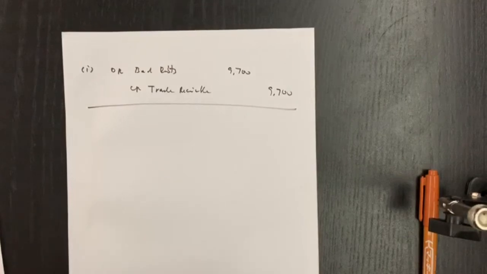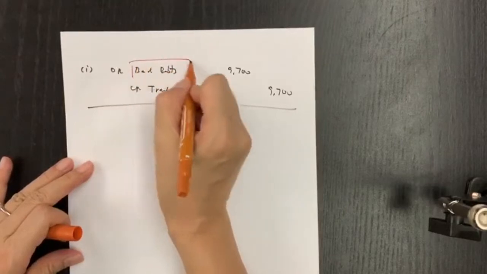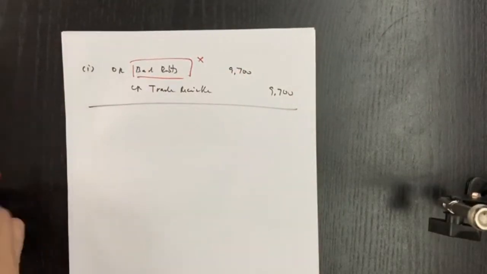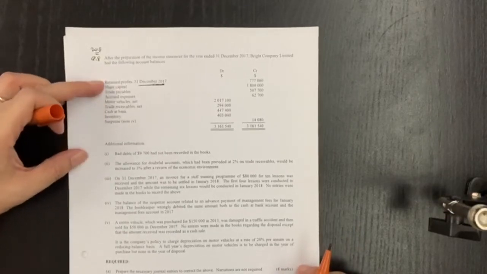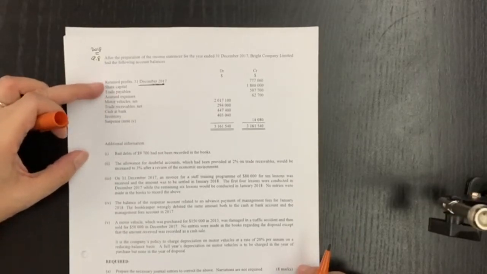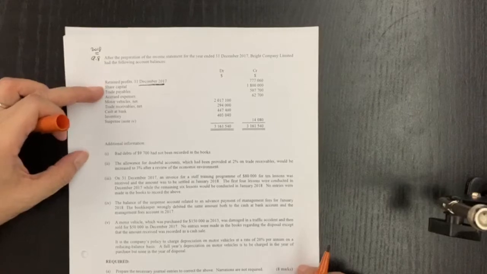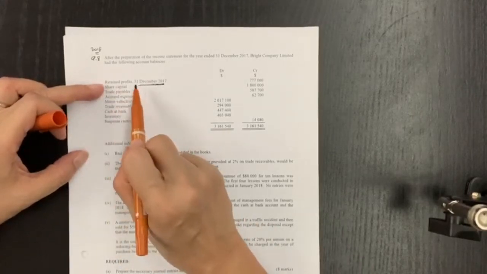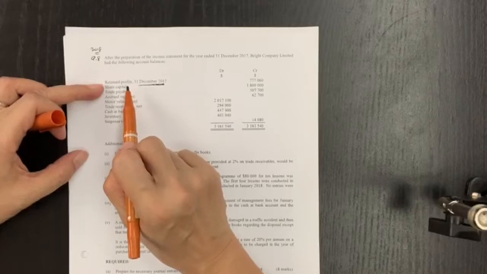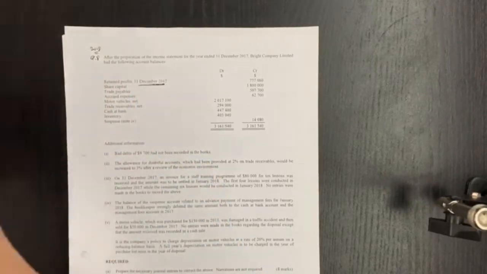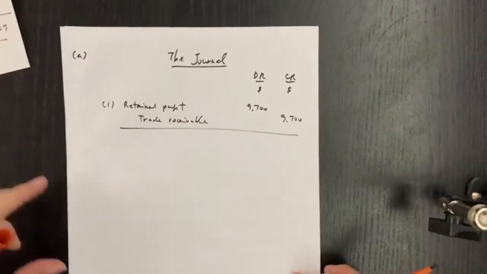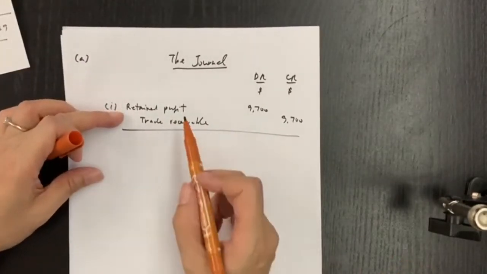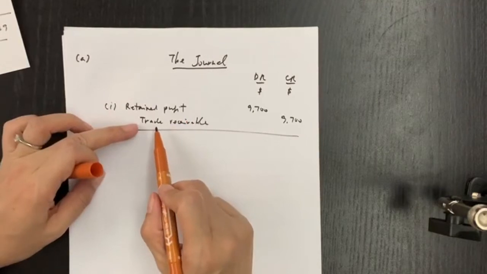All right, but the point is, if you show your answer and debit your bad debts, then your answer will be wrong. Because where is bad debts if you look at the trial balance? You don't see any income statement, is that right? And bad debts should be a kind of expense in the income statement. So therefore, the correct answer should be included in this retained profits. Okay, so after the adjustments, the answer for point number one should be debit retained profits, and then you credit trade receivable.